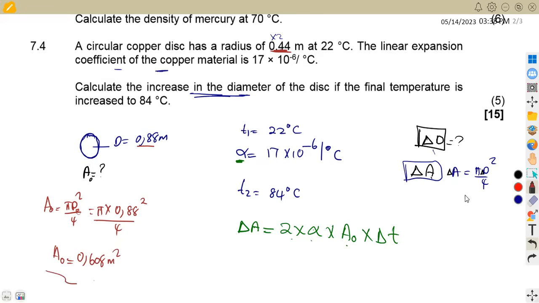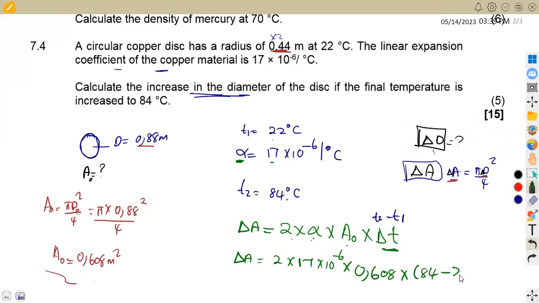So like I said, in order for us to have the change in diameter, we must have the change in area. So we are going to have the change in area from this formula. Our change in area is 2 times the linear coefficient of expansion, which is 17 times 10 to the exponent of minus 6, times the original area that we got here, which is 0.608, times the change in temperature. Remember, I said this before, that's T2 minus T1. So in this case, we're going to subtract T2 minus T1. That is 84 minus 22.